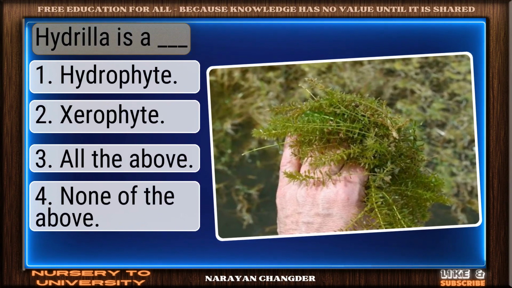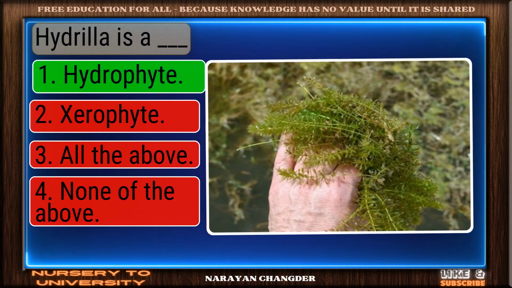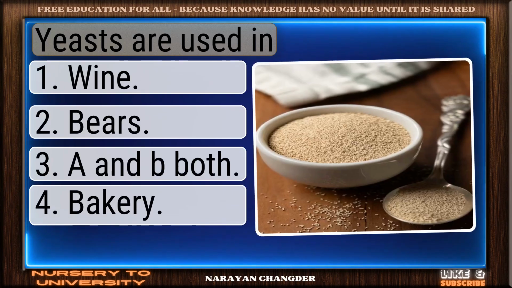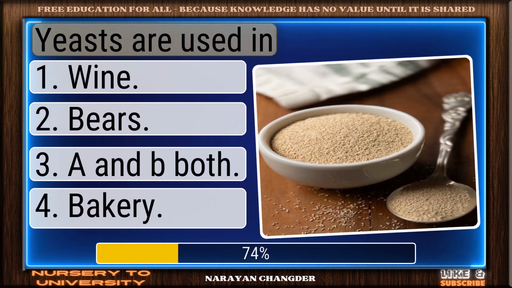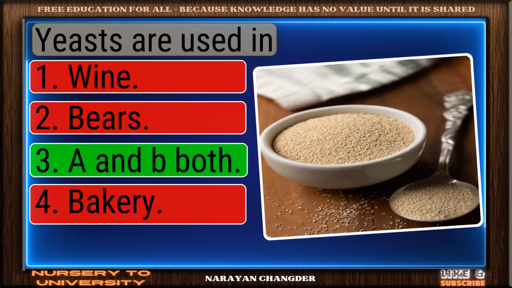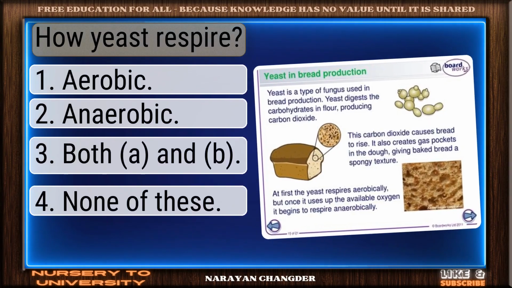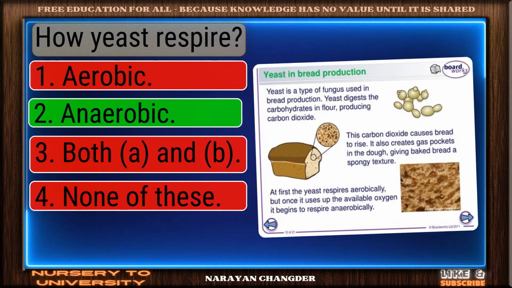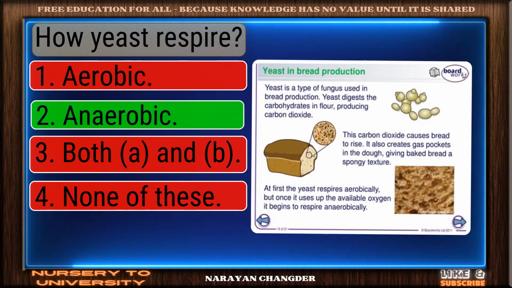Question number 286. Hydrilla is a dash? Well done. Hydrophyte is the right choice. Question number 287. Yeasts are used in? Bravo. A and B both is the answer. Question number 288. How yeast respire? You're right. Anaerobic is the correct answer.